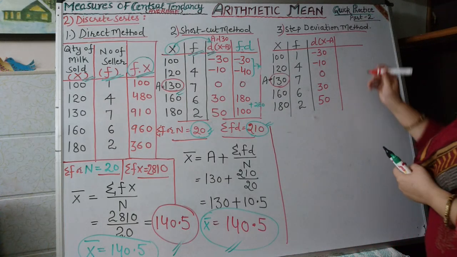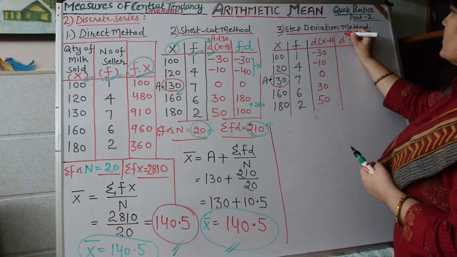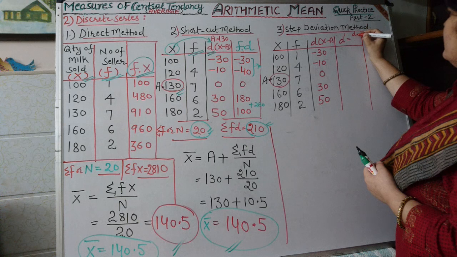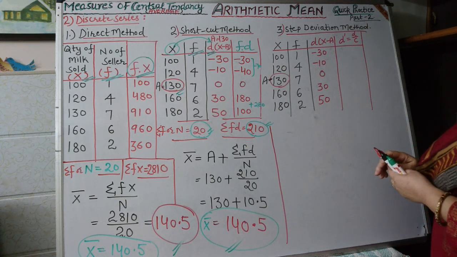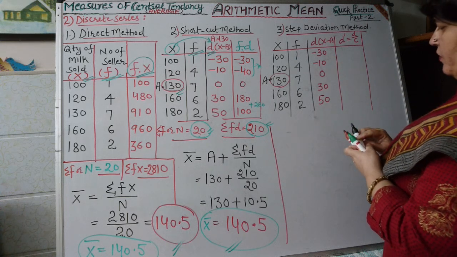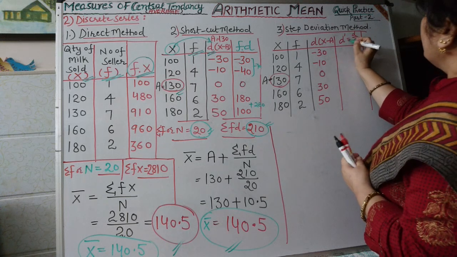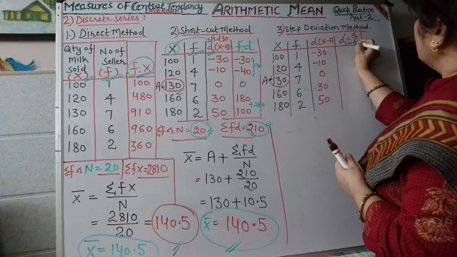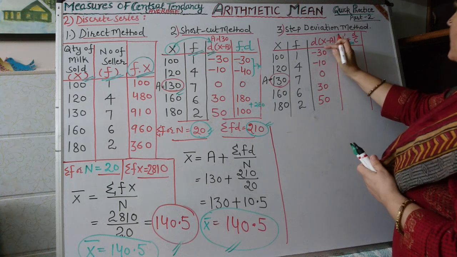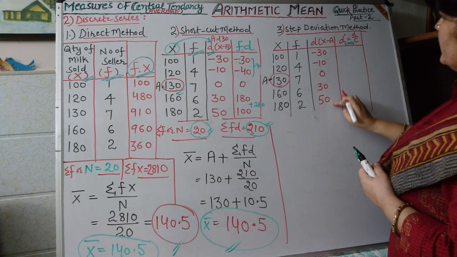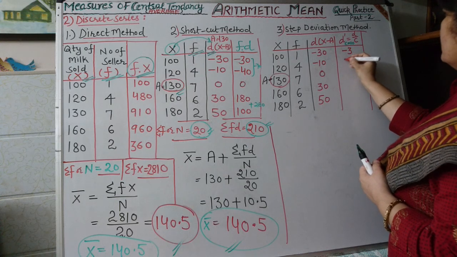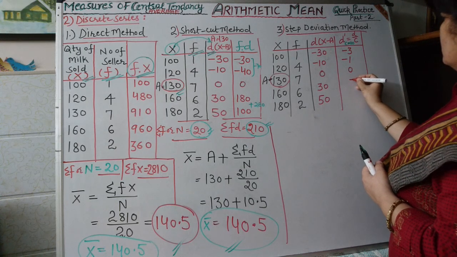In the step deviation method, we calculate d dash, and d dash is equal to d divided by c. What will be the common class interval? All the values of d are divisible by 10, so we are taking 10 as the common factor. All the values of d will be divided by 10: minus 30 divided by 10 is minus 3, minus 1, 0, 3 and 5.